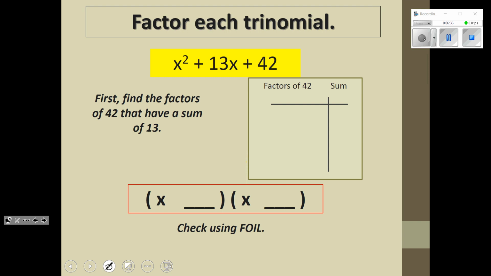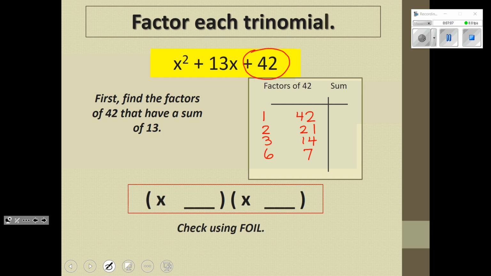Here's another example. Always start with the C term, which is 42. Think of factor pairs for 42. 1 times 42. It's divisible by 2, and that would be 21. It's divisible by 3, and that would be 14. It's not divisible by 5. It is divisible by 6, 6 times 7. So there are our factor pairs for 42.